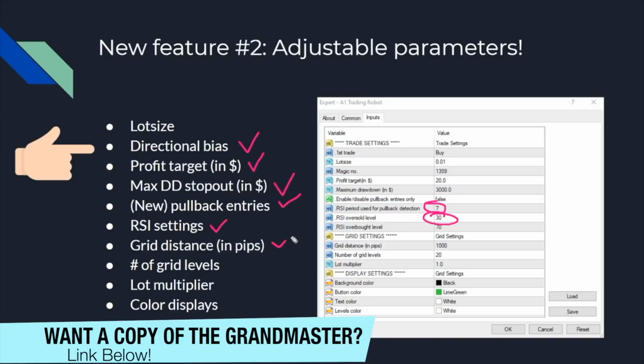Then you have the grid distance, which you can set completely yourself, right? So if you want to set every 50 pips to enter a new trade, or 100 pips or 150, that's up to you to test in your demo accounts and make a decision about.